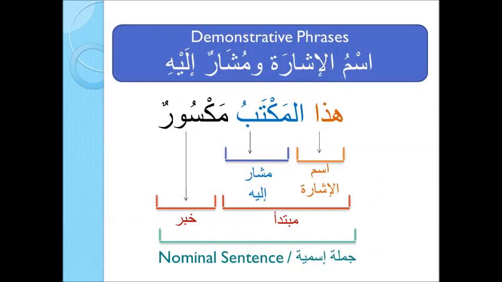Taking a look at the sentence breakdown, we see it's a jumla ismiya, which is broken up into two parts, the mubtada and khabar, and the mubtada consists of the demonstrative phrase, which is made up of the ism al-ishara and musharun ilayh.